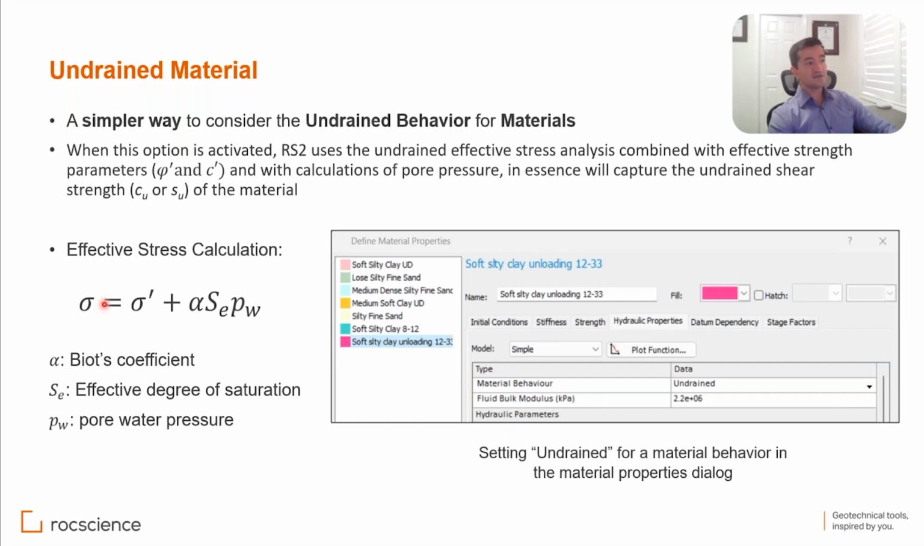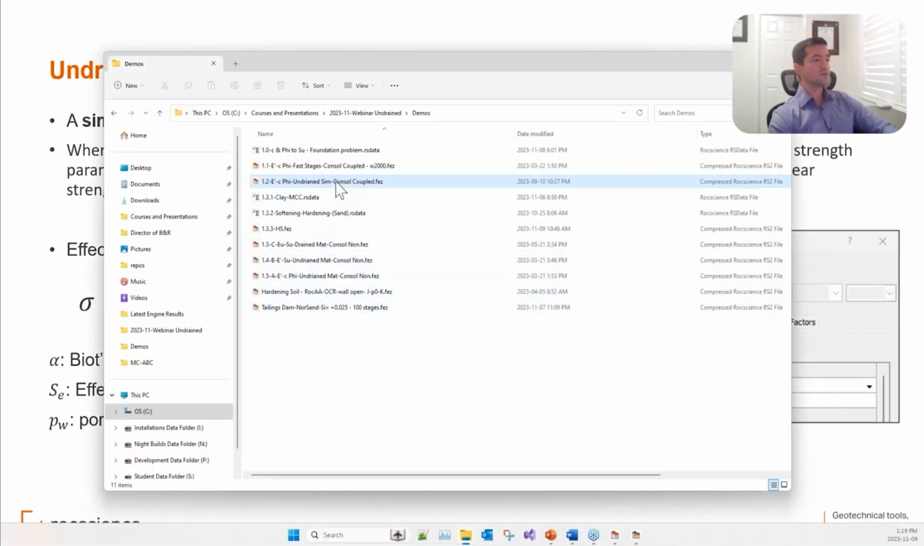So this is the effective stress calculation that we have in this formulation. Very similar to what we have in general, but we have the alpha Biot coefficient, and we have that effective degree of saturation. So the formulation that we have here is actually developed to capture the effective degree of saturation as well. Just to show you what this does, let me go to this one.